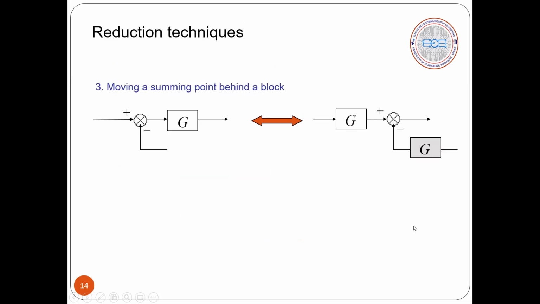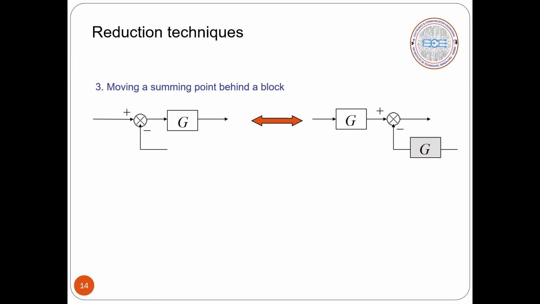So this is the second reduction technique, that is combination of parallel blocks. Okay, so the next reduction technique is that I can move the summer ahead of a block or behind a block. I can take this summer ahead of this block, or if it is present here originally, I can take it back. Why do I do that? Sometimes it is essential or required so as to simplify the block diagram. So we have here the summer moved ahead of the block. You can see here the summer, which was present to the left of the block G, has now come to the right of G.